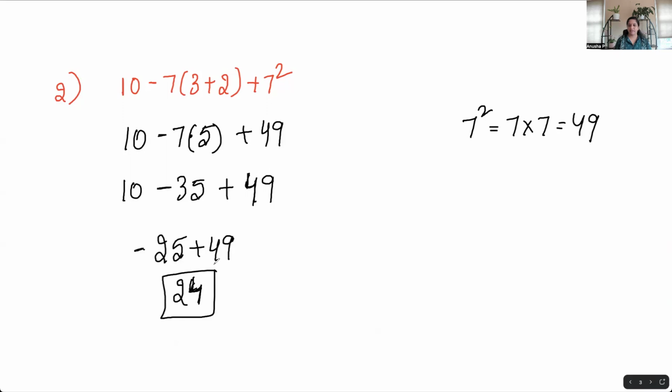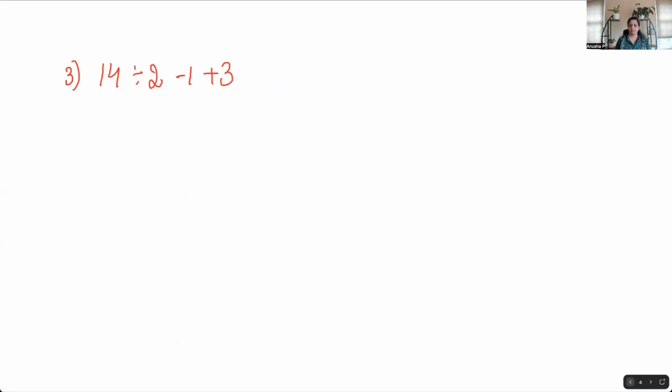Okay. And if you have any doubts in integers, adding, subtracting, multiplying or dividing, you can check my previous videos. Now, in this PEMDAS example, we don't have any parentheses or exponents, so you can do multiplication or division from left to right. 14 divided by 2 is 7, minus 1 plus 3. Now, 7 minus 1 is 6, plus 3, which is 9.